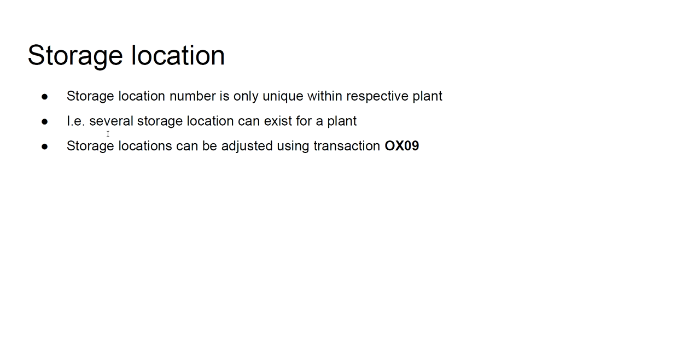Then there are storage locations, and storage locations are only unique within the respective plant. So the number of a storage location, as I explained before, is only relevant within a plant, and a plant can contain several storage locations. Also here, it's possible to adjust the information and to make adjustments, and this can be done using transaction code OX09.